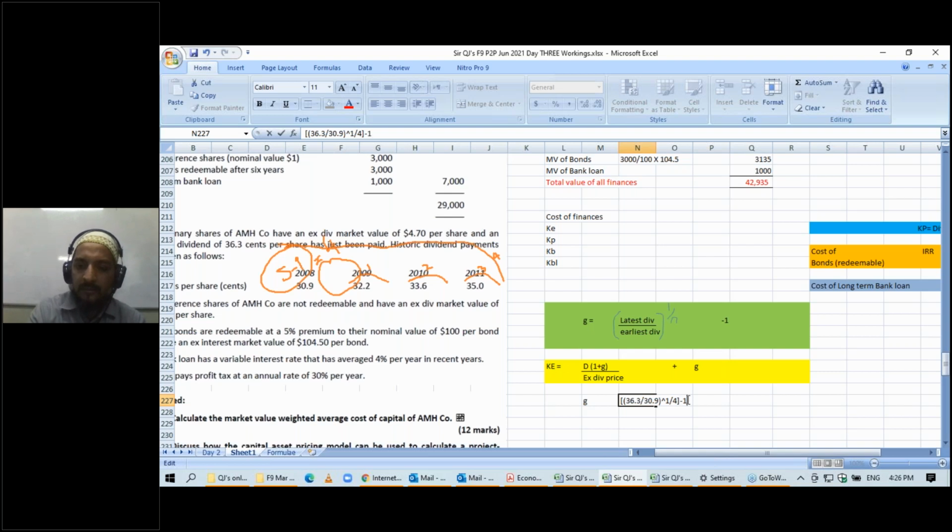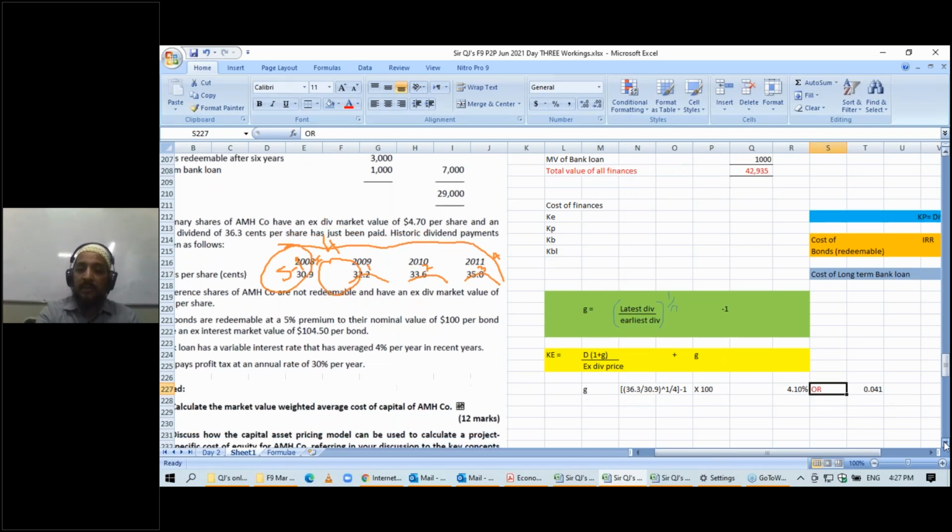And deduct 1 from it. And then multiply, after solving all of this, multiply it by 100 to arrive at the growth rate. So the growth rate makes 4.1%. It is 4.1%, or simply 4.1 out of 100, which is 0.041 out of 1. So we have to use this 0.041. The growth rate has to be used, the growth percentage will not be used.